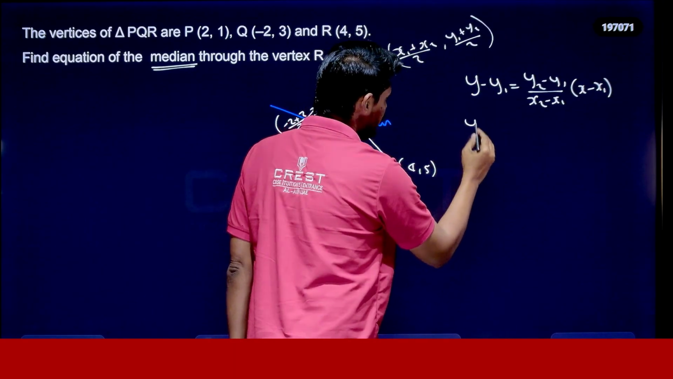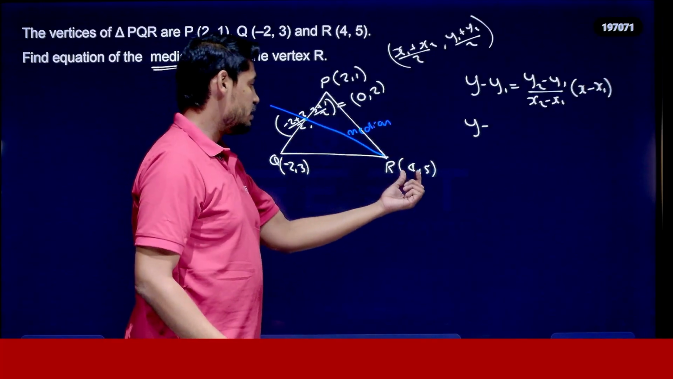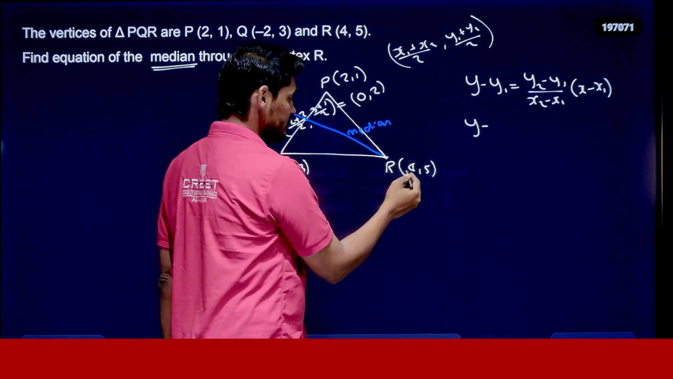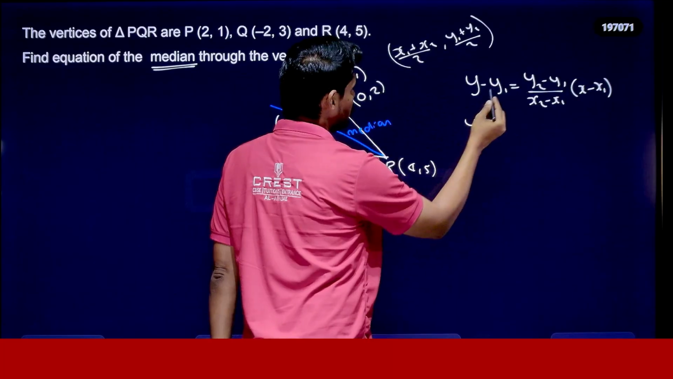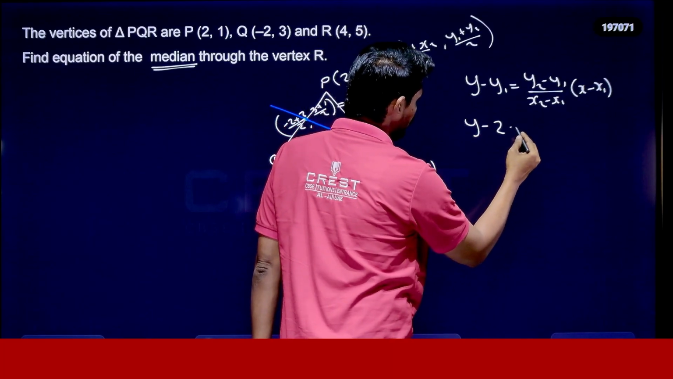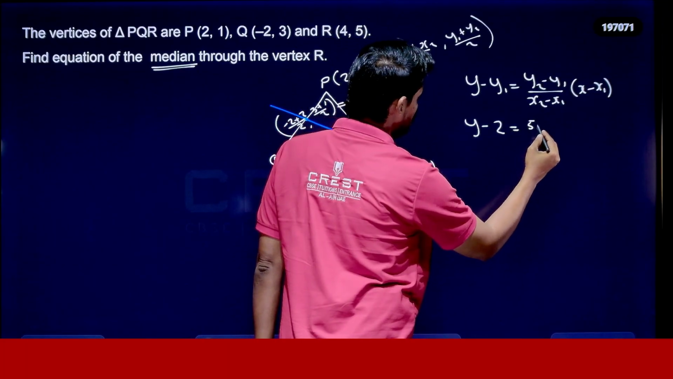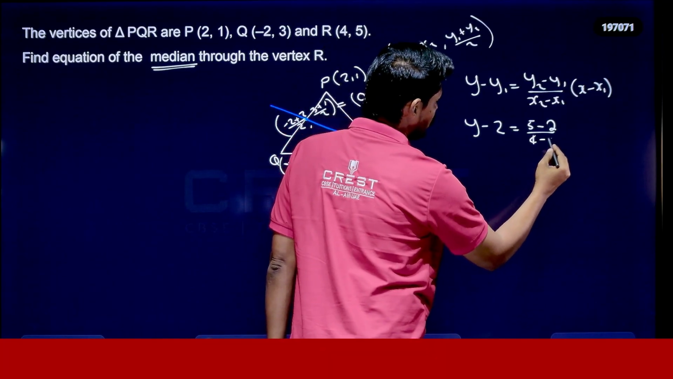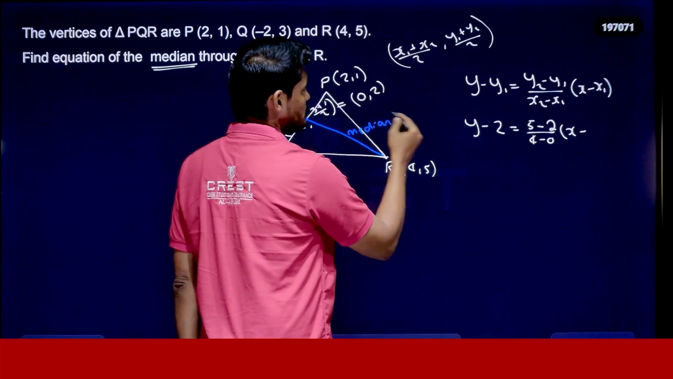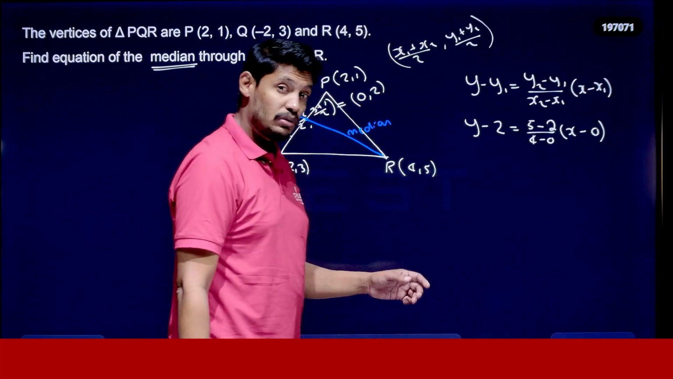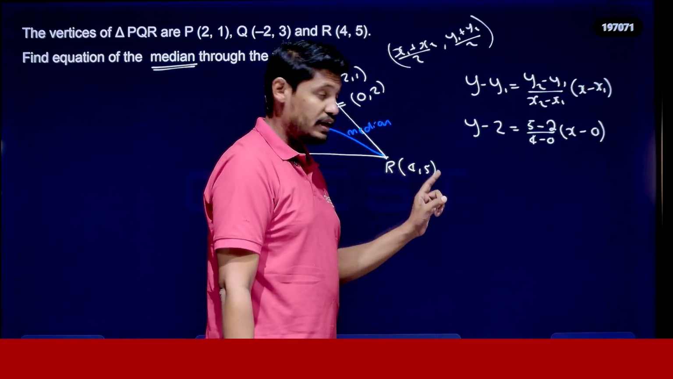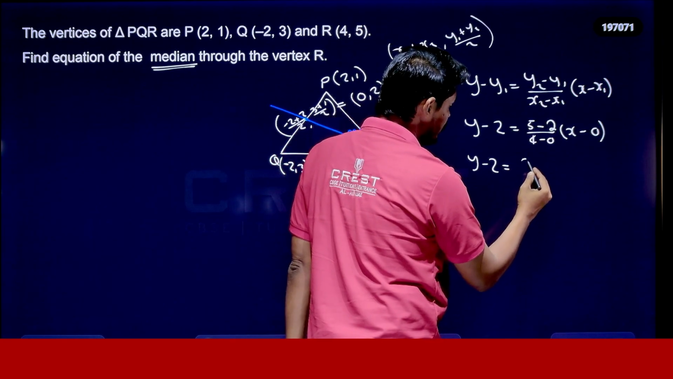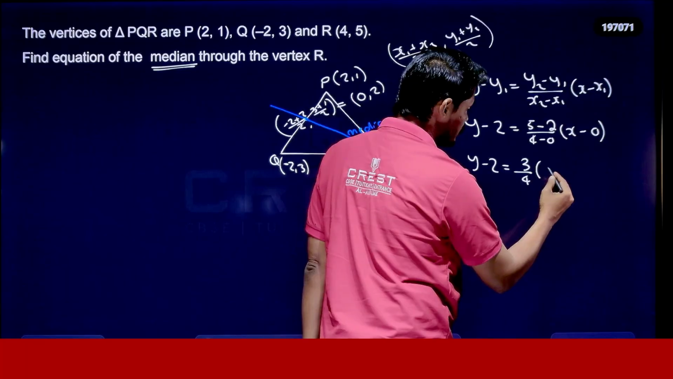We can take either this as x1 y1 or that as x1 y1; we can take it either way. So I take this as x1 y1 and this as x2 y2. So y minus y1, which is 2, equals y2 minus 2, that is 5 minus 2, divided by x2 minus x1, where x2 is 4 and x1 is 0, into x minus 0. Instead of this x1 y1, we can also put 4 comma 5; the answer is the same. So y minus 2 equals 3 by 4 into x minus 0, which is x.